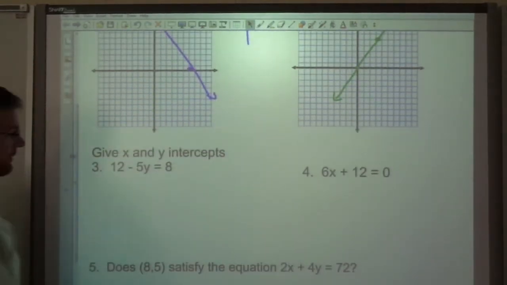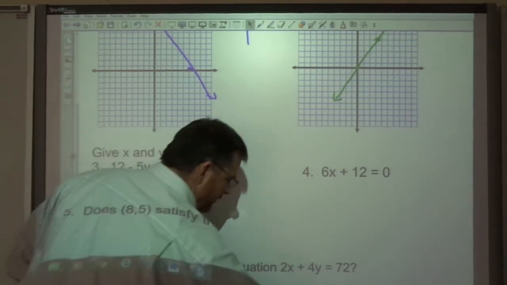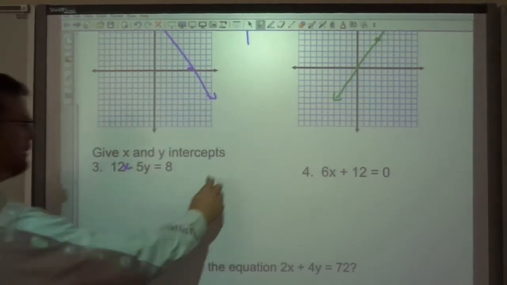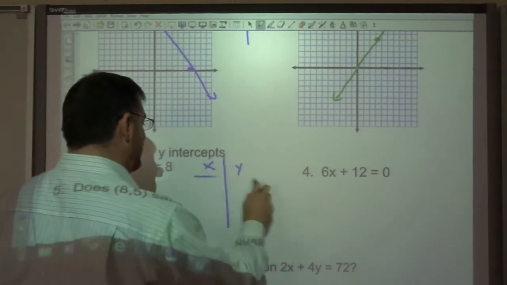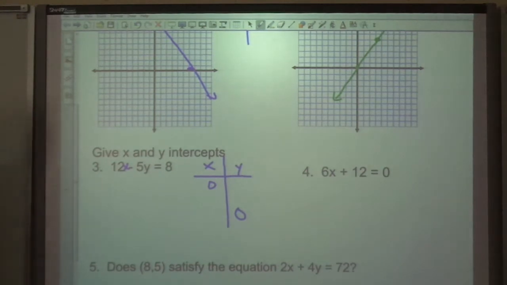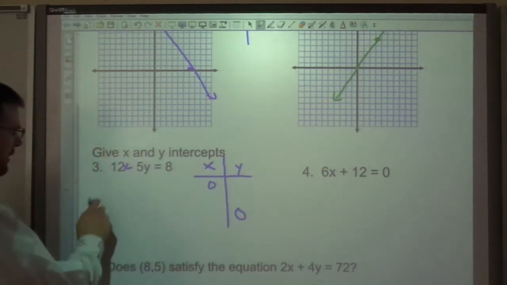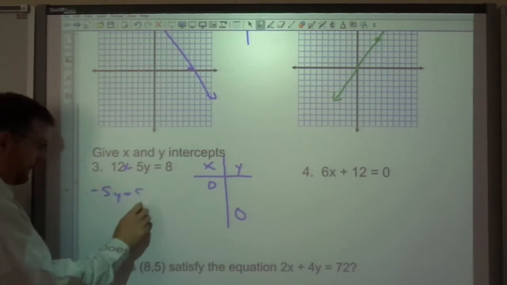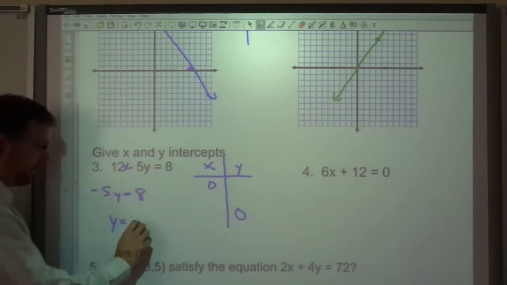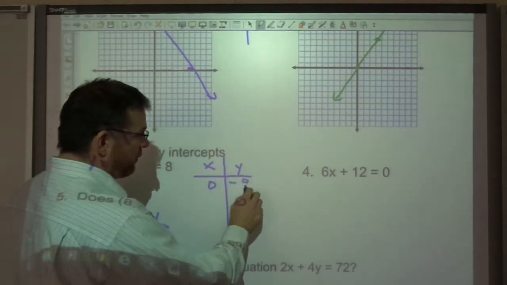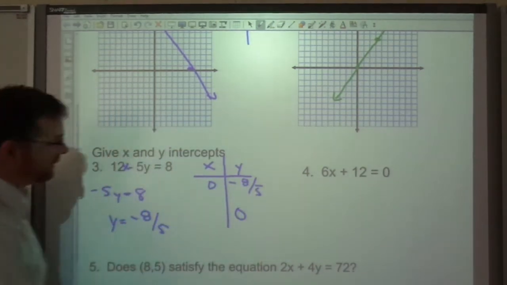X and y intercepts. I think this was actually supposed to be 12x in the problem. Okay, so again, here we have x and y. What is the other one when the first one is 0? If I let x be 0, then I've got negative 5y equals 8. So if I divide, negative 8 fifths. So when x is 0, y is negative 8 fifths.